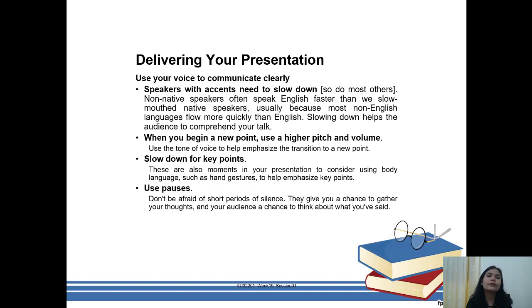And then when you begin a new point, make sure you use a high pitch and volume, and then slow down for key points, and also use pauses. Using pauses is very, very important, especially when you have plenty of things to discuss. If you're not pausing, people will be having too much information at one time. So it's very important to use pauses.